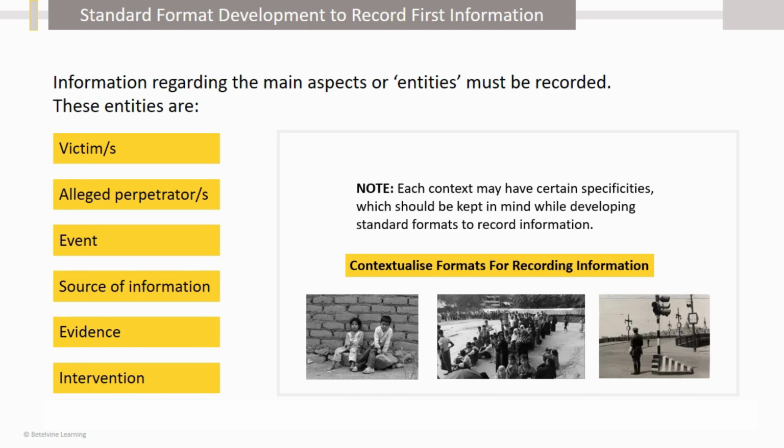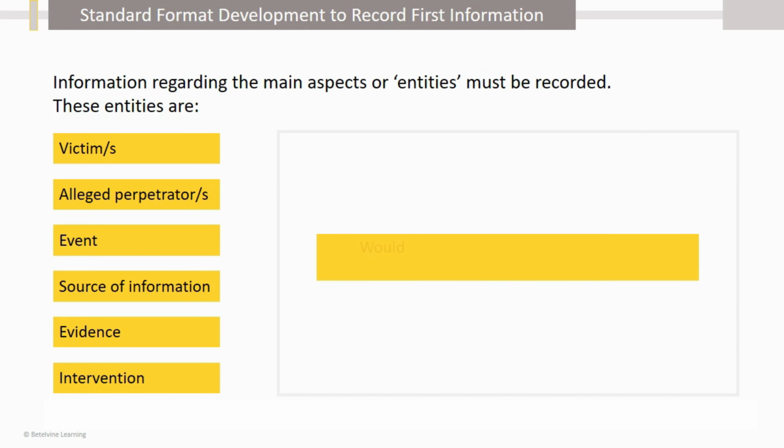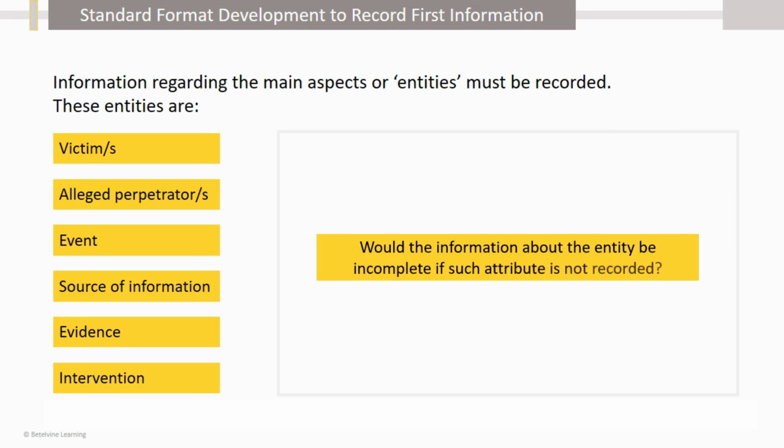The next few slides discuss the attributes regarding each entity that must be recorded. Go over them carefully. Also think about why each attribute is important and why they must be recorded. The guiding question is, would the information about the entity be incomplete if such attribute is not recorded? If the answer is yes, then details regarding such attribute must be recorded.